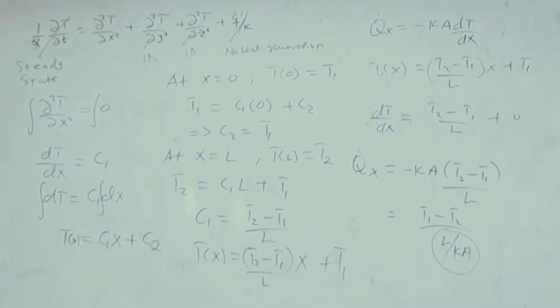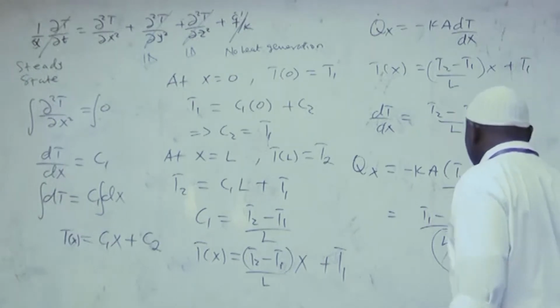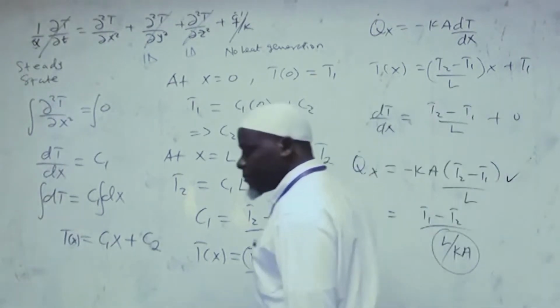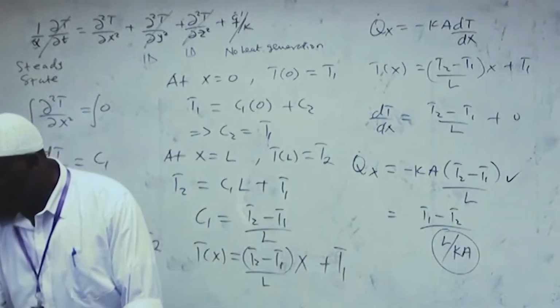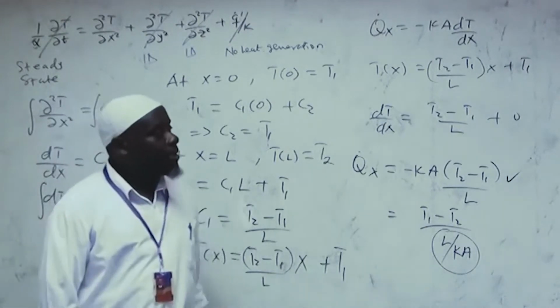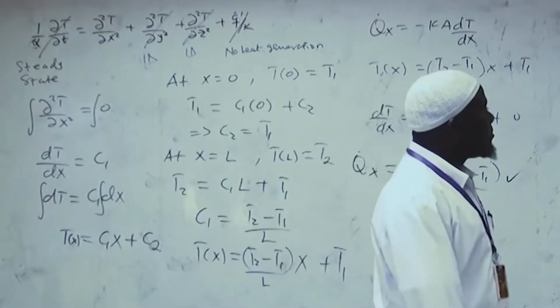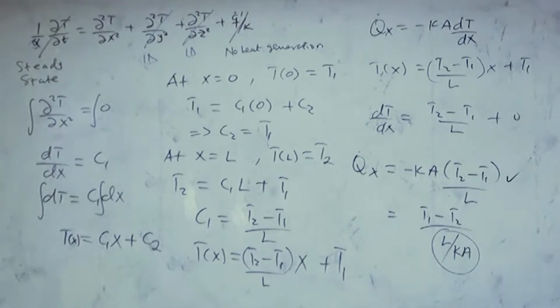I'll explain in detail what we mean by thermal resistance later on. Just hang on to this particular one. So next we want to look at again another rectangular slab. Consider a slab of isotropic material. So what is the meaning of isotropic?